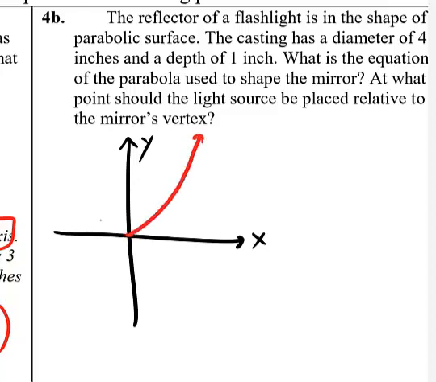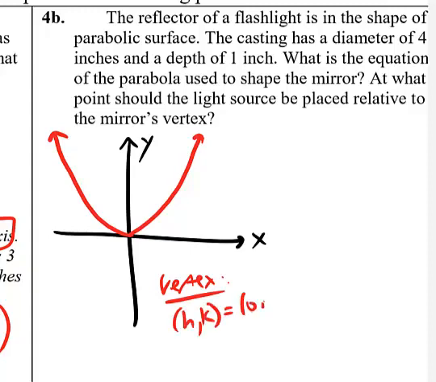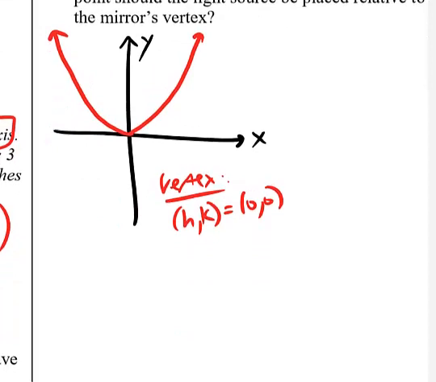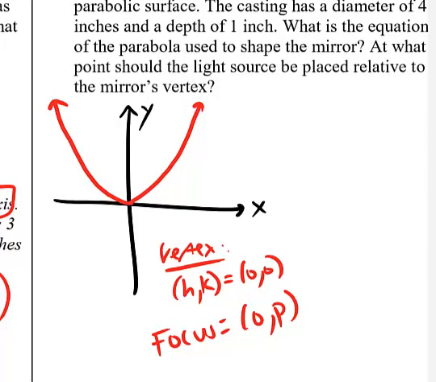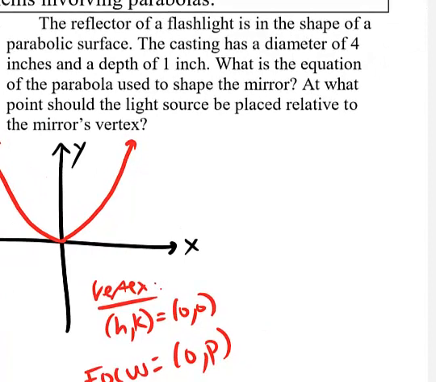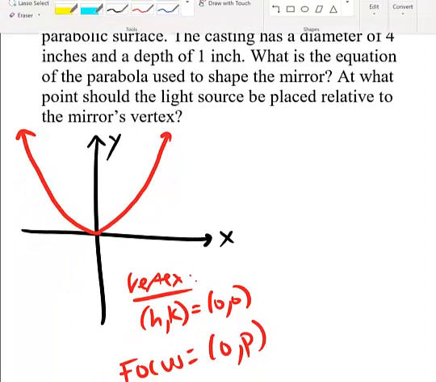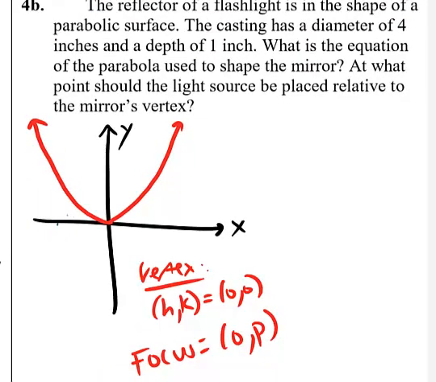I'm going to place it so that its vertex is at the origin. So the vertex (h, k) is going to be at (0, 0). And I've done that purposely because I like vertical parabolas. They're kind of easier for me to wrap my mind around. My focus will be the point (0, p), whatever that is. So the casting has a diameter of 4 inches and a depth of 1 inch. So that means that, like they described before, from here to here is 4 inches, and the height of it is 1 inch.